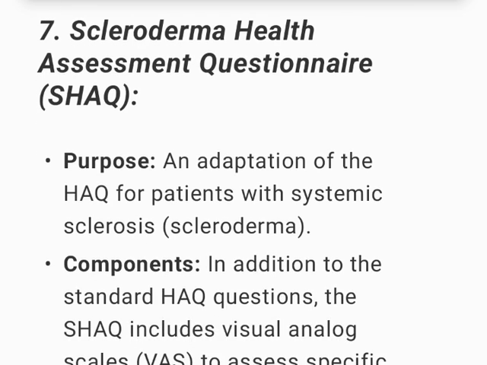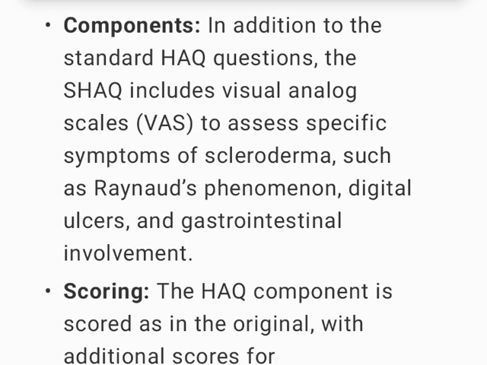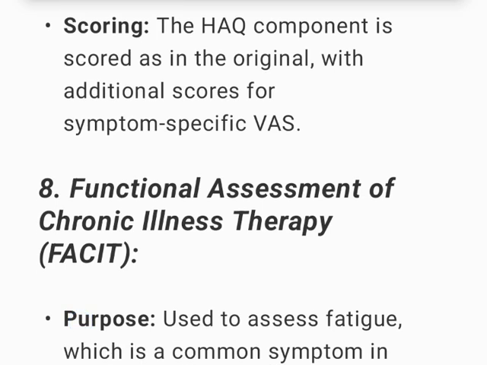7. Scleroderma Health Assessment Questionnaire, SHAQ. Purpose. An adaptation of the HAQ for patients with systemic sclerosis, scleroderma. Components. In addition to the standard HAQ questions, the SHAQ includes visual analog scales, VAS, to assess specific symptoms of scleroderma such as Raynaud's phenomenon, digital ulcers, and gastrointestinal involvement. Scoring. The HAQ component is scored as in the original, with additional scores for symptom-specific VAS.